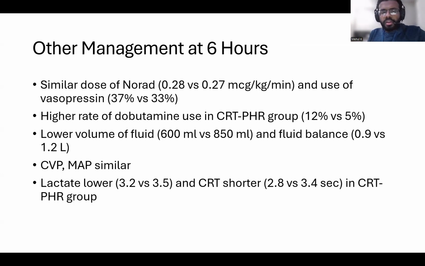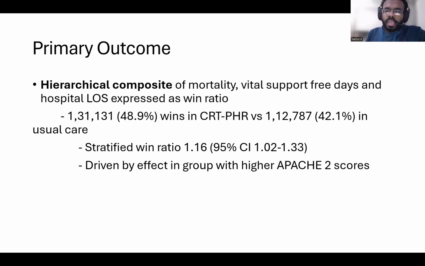Lactate was lower in the treatment group. CRT was shorter in the treatment group. So somewhat there is a trend towards the treatment group doing better. What we really want to know is the primary outcome, and the primary outcome was positive, and it was statistically significant, and the win ratio was more than one. So the treatment group was shown to be better, but it was not due to any mortality benefit.